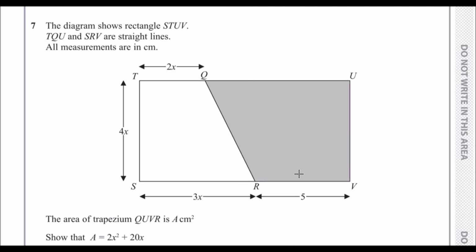So we need to work out, in terms of x, the area of the shaded region. We could either use the area of a trapezium, which is half the sum of the parallel sides times the distance between them, or we could split this into two shapes, a triangle and a rectangle, and add them together. Either one of those methods should give us the right answer.